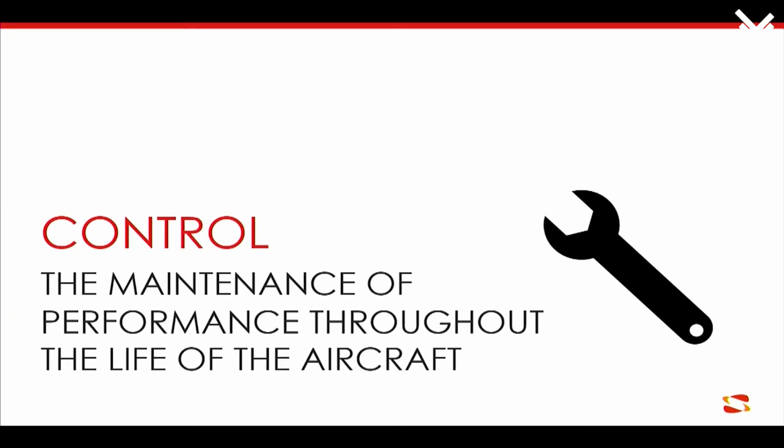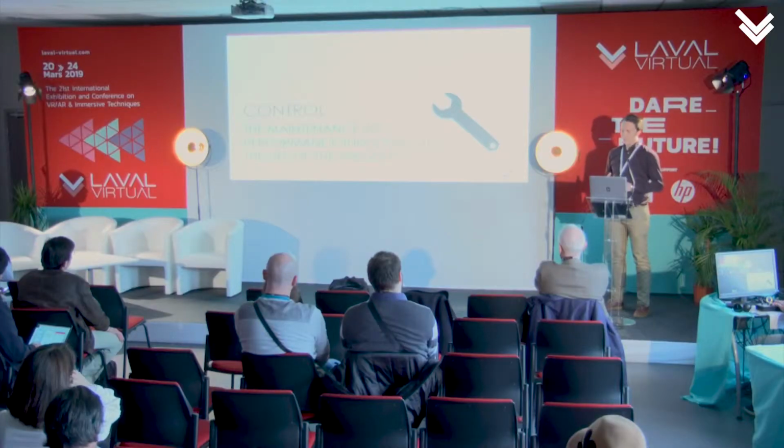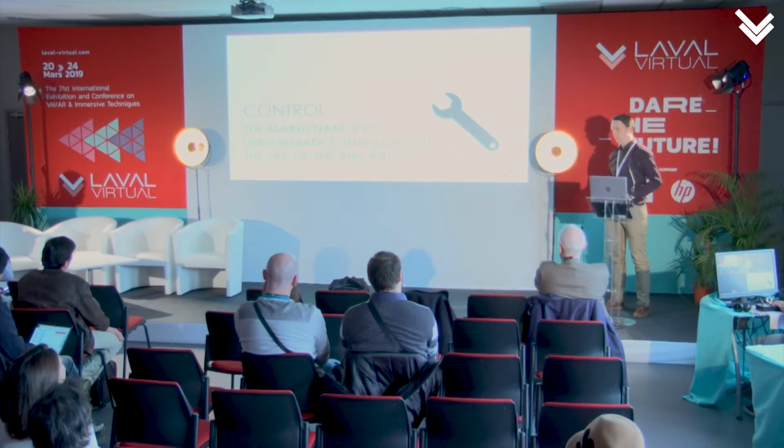HoloGRAM can be used at any point in the production cycle, from design to maintenance. The second goal is to control the maintenance of performance throughout the life of the aircraft. Indeed, today, mechanics and pilots perform visual checks. However, it's necessary to provide a device for checking the stealth at regular intervals in a theater of operation.